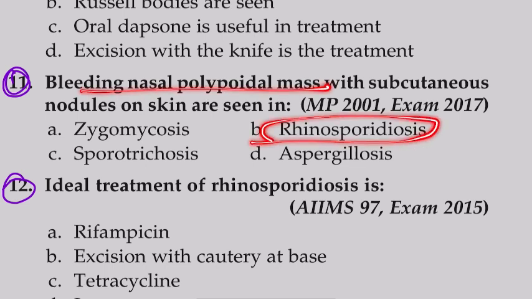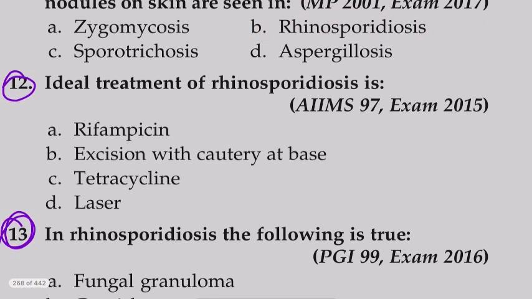Rhinosporidiosis, and there is also what? Subcutaneous nodules on skin, right? Subcutaneous nodules on skin are also seen. Okay, now moving further, the ideal treatment of rhinosporidiosis is what?